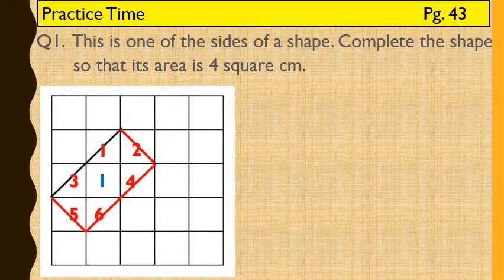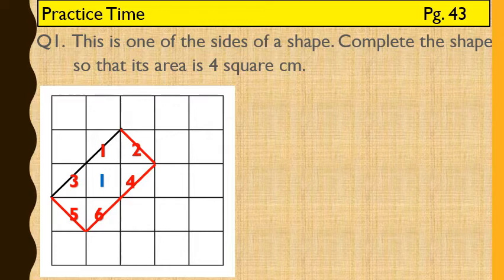Here one way is given. The line in black is already given. The lines in red is the answer. The numbers written in blue represent complete squares and the numbers written in red represent half filled squares.